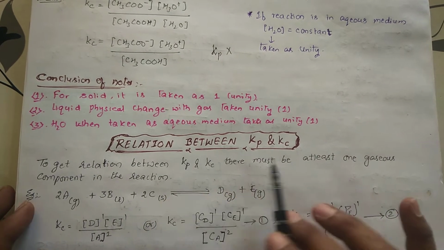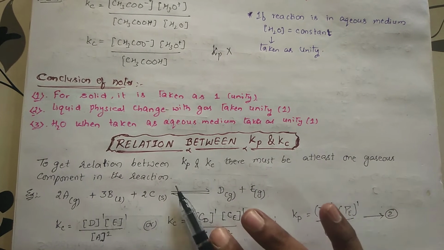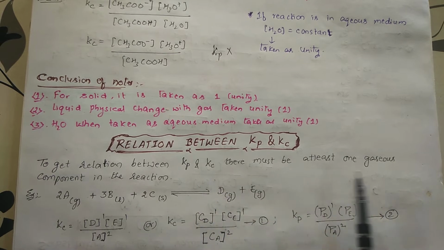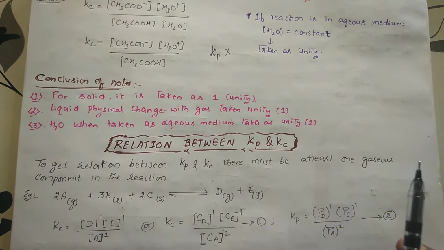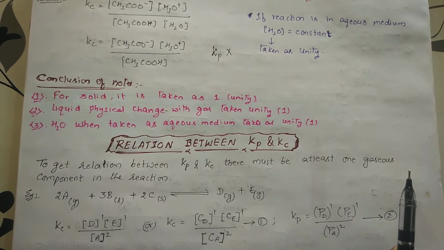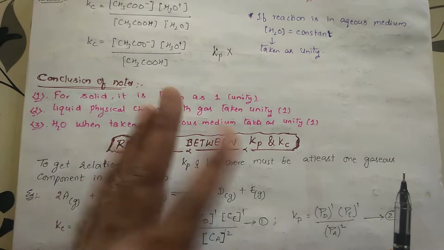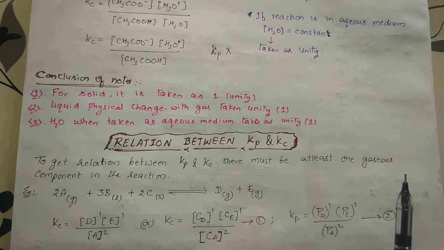So the relation between Kp and Kc. To get the relation between Kp and Kc, there must be at least one gaseous component in the reaction. See, if you want to write only Kp, it is applicable only for the gas. Kc is applicable for both liquids as well as gases.